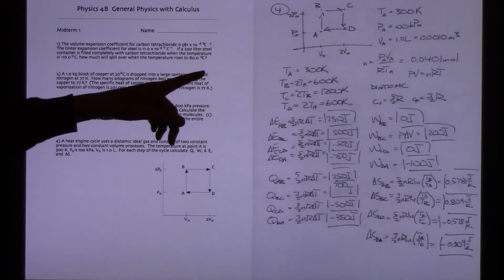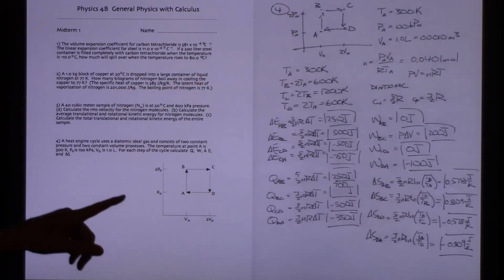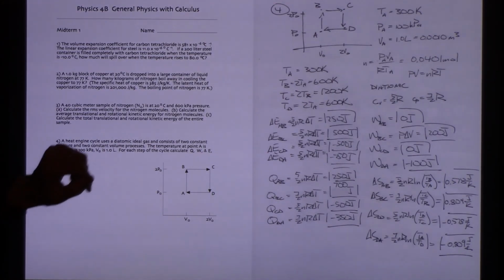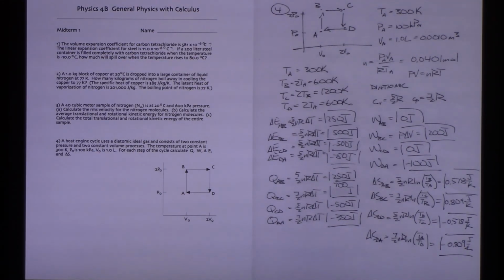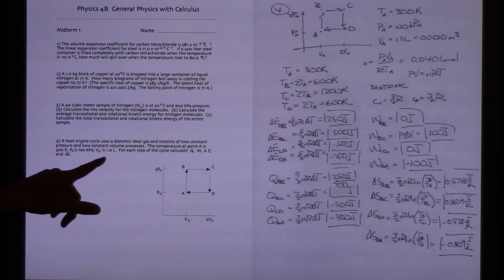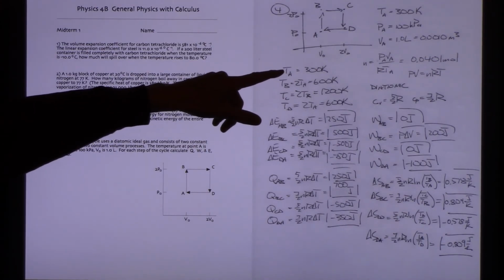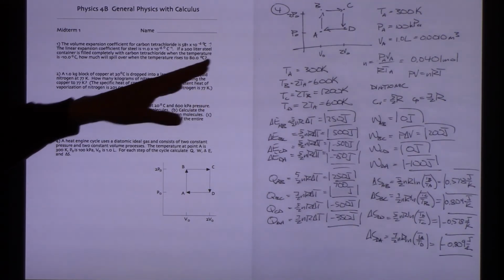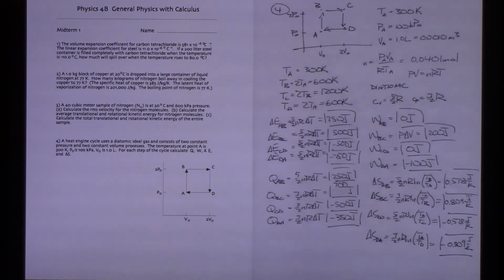Now, I drew a picture of the cycle, drew my PV diagram, and then I wrote down the information that they told us, at least to start with. Now, the starting temperature was 300 Kelvin, starting pressure was 100 kilopascals, starting volume is 1 liter. Now, that's 0.0010 cubic meters, so be careful again with factors of 1,000. A kilopascal is going to be a factor of 1,000 for us.